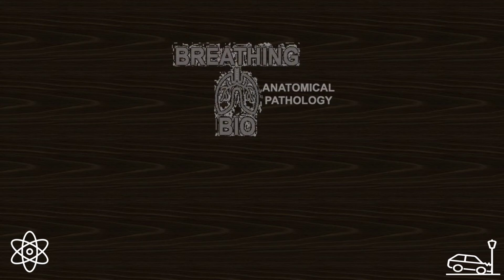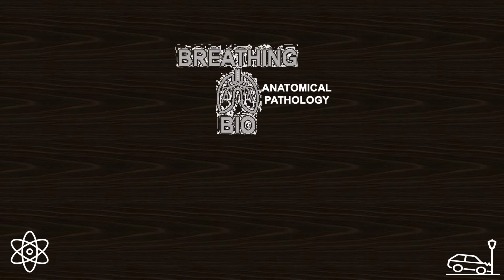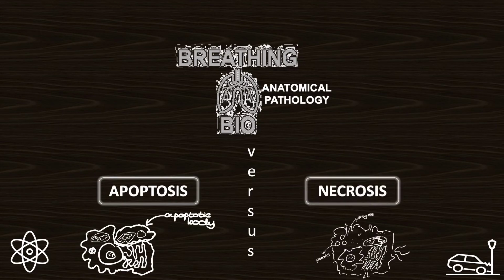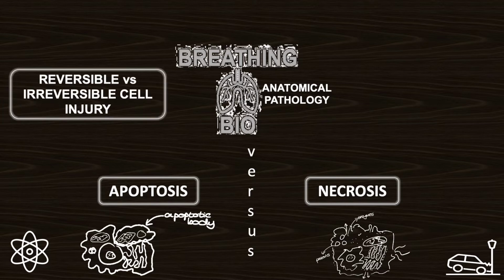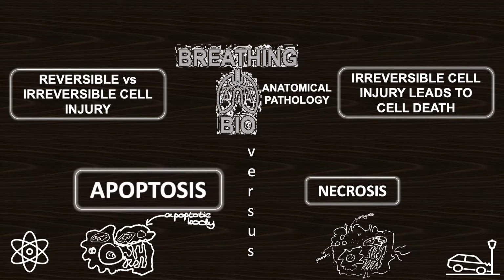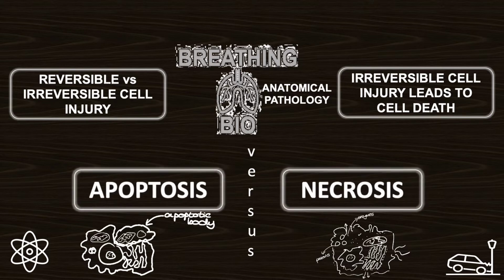Welcome to an anatomical pathology overview on cell injury, as well as the differences between apoptosis and necrosis. This is a very popular test question topic, no matter where or for what exam you're studying. But other than that, it's actually very important to know and understand the differences. But first, we'll have to understand the difference between reversible and irreversible cell injury, and then that irreversible cell injury leads to cell death, either apoptosis or necrosis. So let's dive right in.